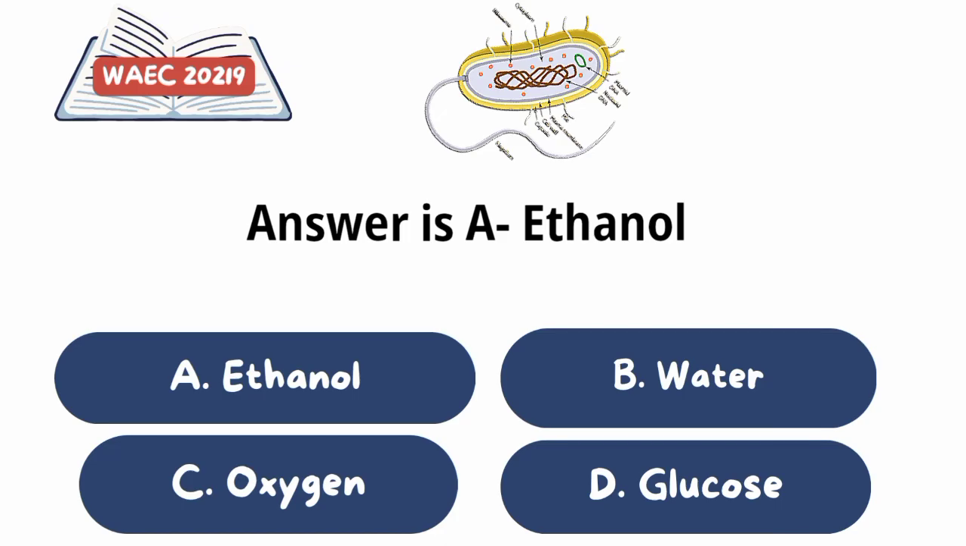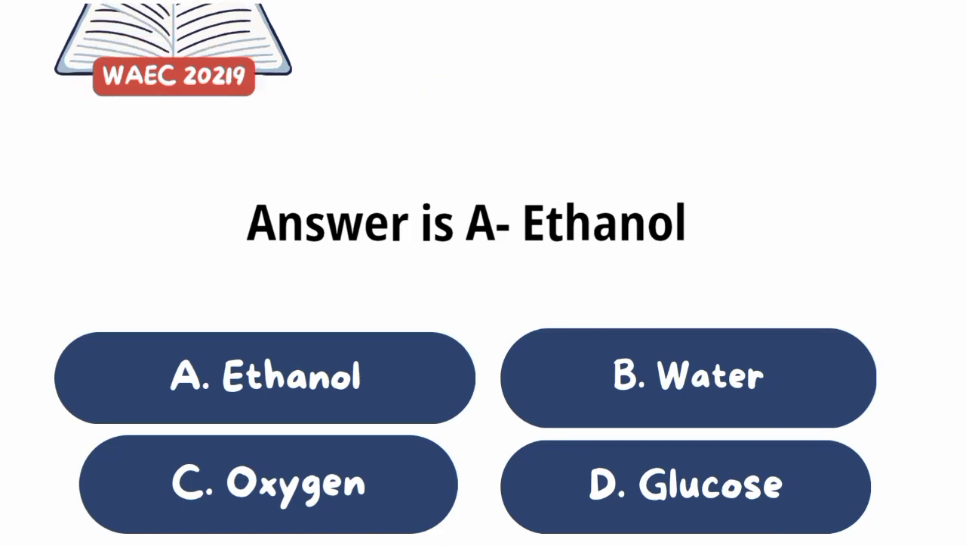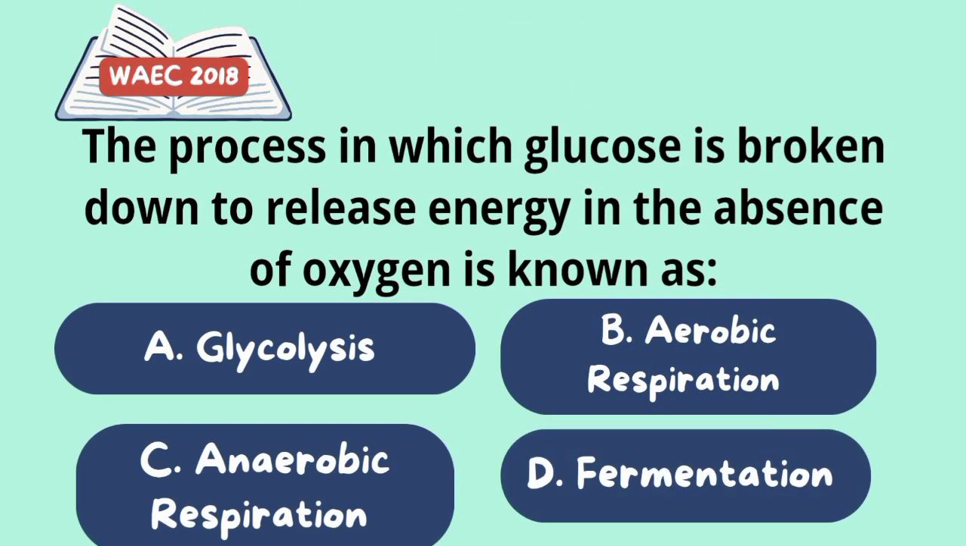The next question is from WAEC 2018, and it says the process in which glucose is broken down to release energy in the absence of oxygen is known as A. Glycolysis, B. Aerobic respiration, C. Anaerobic respiration, and D. Fermentation.